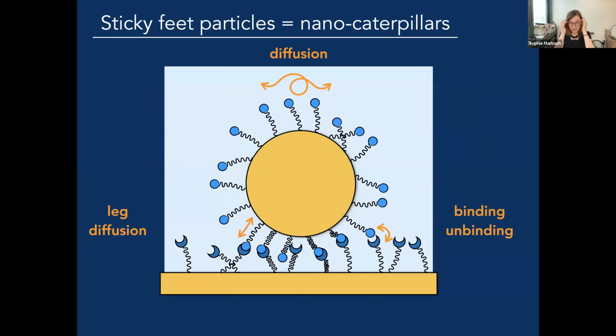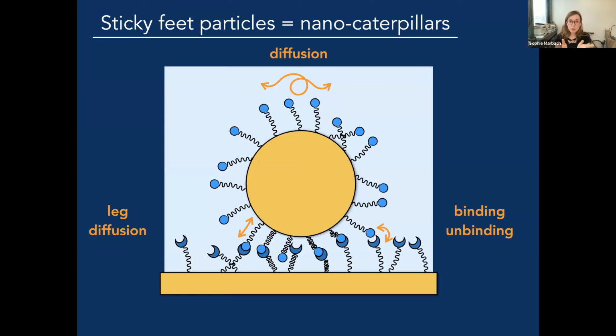Okay, so particles with sticky feet. What are these things? I like to call them nanoscale caterpillars, and I think you'll get the image in a few seconds. So what are they? They are particles, so I draw them with this yellow sphere. They can be cells or colloids, and I'll go back to examples later. And these are particles at small scale, a few nanometers to a few microns, so they diffuse.